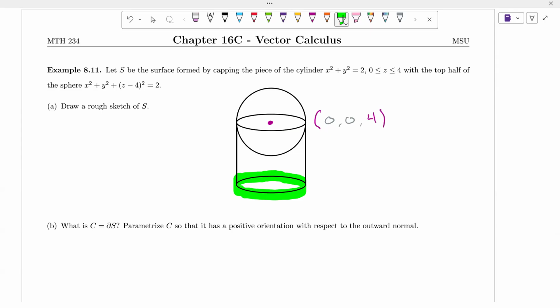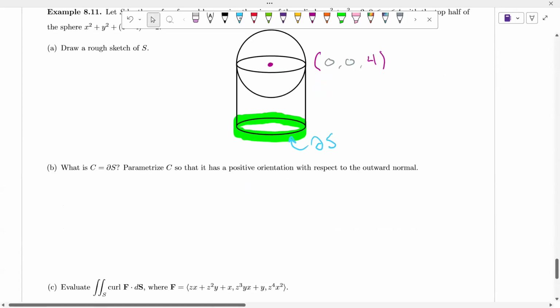Right, that's my boundary curve. That's delta S, or partial S, or whatever that symbol is. DS, it's this thing. So we want to parameterize this curve so that it has positive orientation with respect to its outward normal.